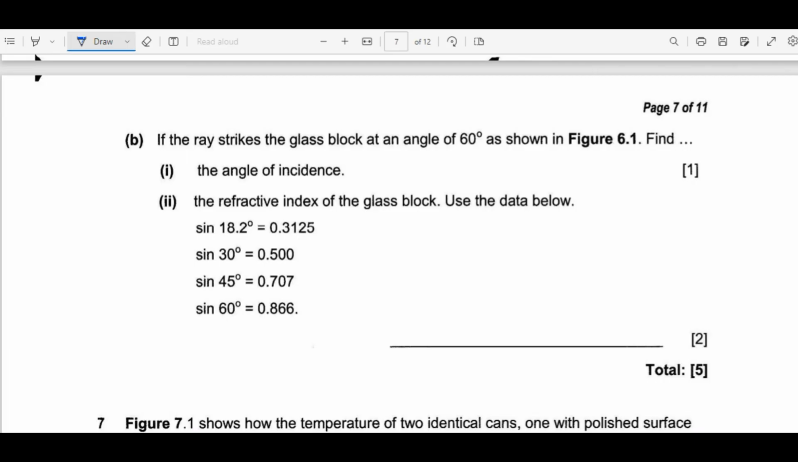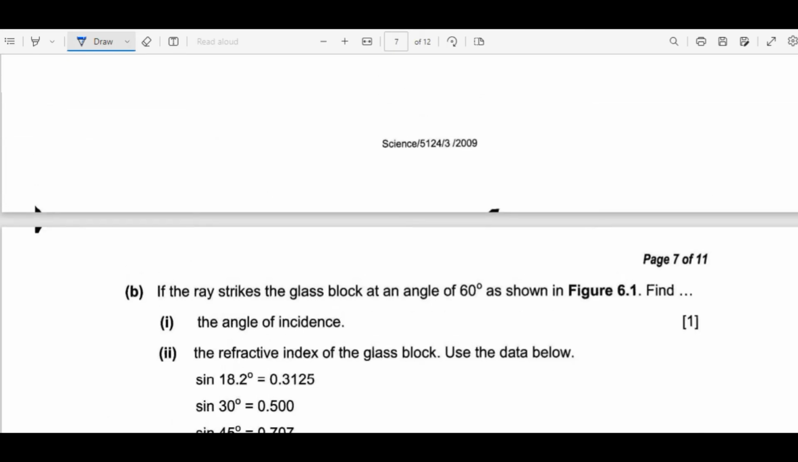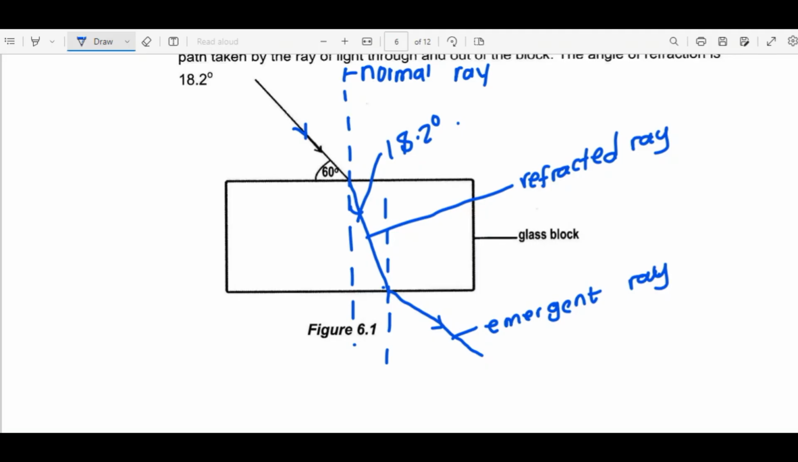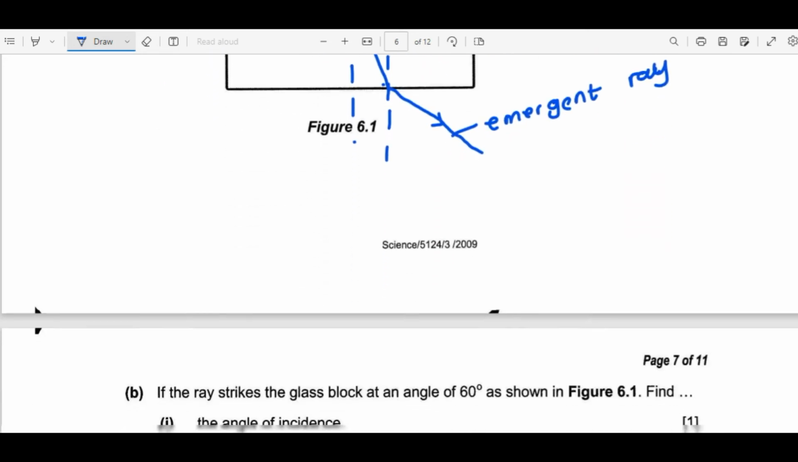Then B, if the ray strikes the glass block at an angle of 60 degrees as shown in figure 6.1, find the angle of incidence. So where is the angle of incidence? The angle of incidence is the angle between the incident ray and the normal ray. So here is the angle of incidence. Now this angle must add up to 90, so 90 minus 60 gives us 30. So this means that we have 30 here.